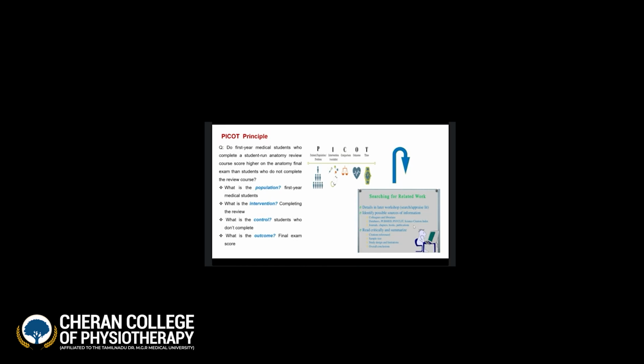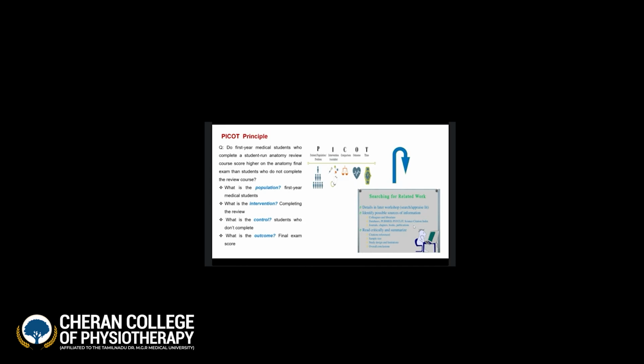The example I have given here is: do first year medical students who complete a student-run anatomy review course score higher on the anatomy final exam than students who do not take the review course? So this is what population we are targeting. The P, the population here, is first year students. Or if you have patients, for example osteoarthritic patients, those who are coming to your outpatient clinic or to the hospital, then your population will be osteoarthritic patients. But here the population is first year medical students, not only medical students but first year medical students, because we have to be very, very specific when we are putting a research question.